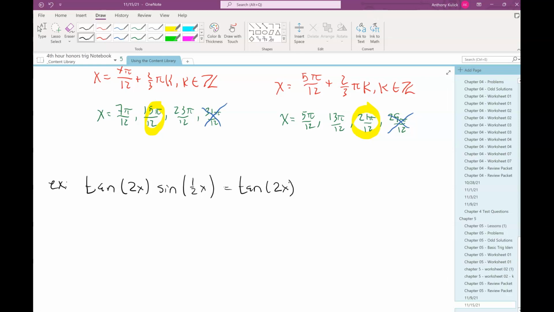Okay, what do you guys want to try to do first here? Zach? Divide the tangent of x from the other one. You'd think that'd be a good thing to do, right? Because it really simplifies the problem enormously. What's the problem with that, though?